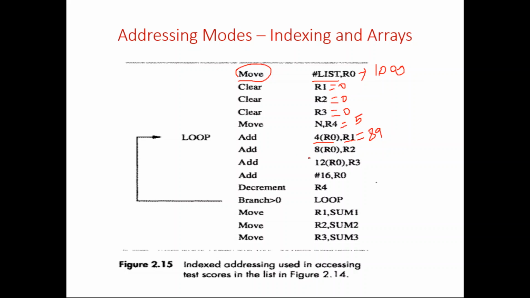Then we are doing add 8(R0), R2, with R0 within brackets. We are not changing R0. R0 is still 1000. 1000 plus 8 is 1008.